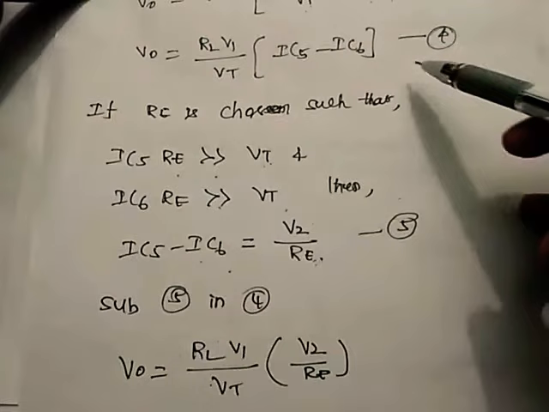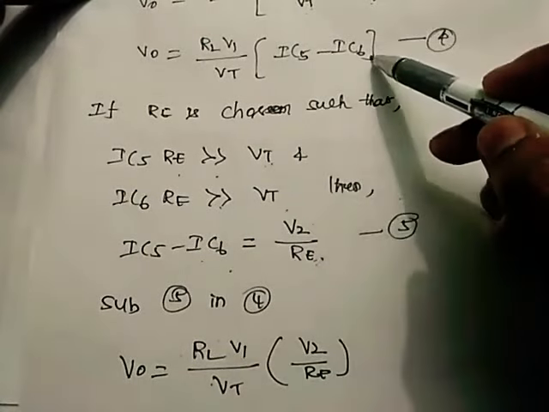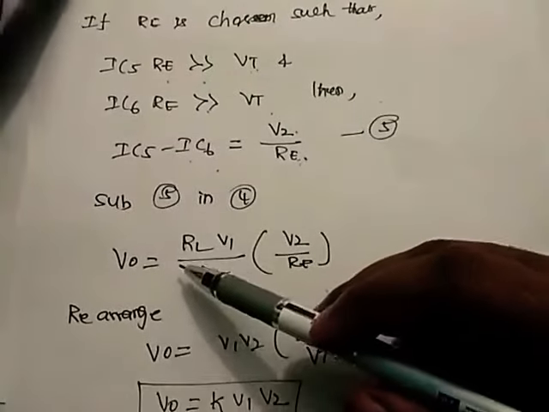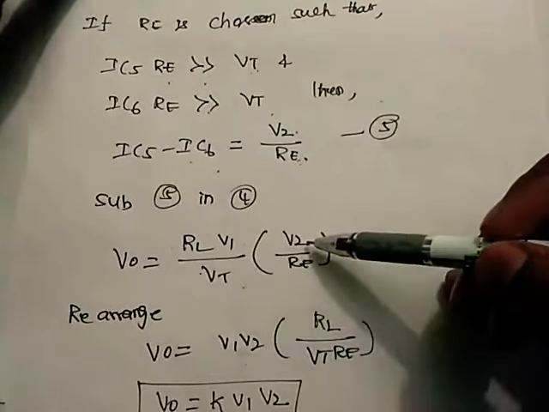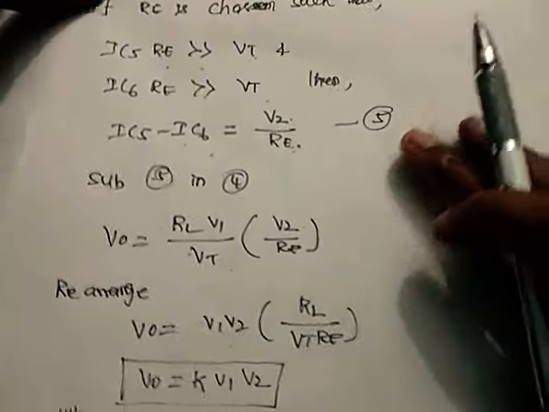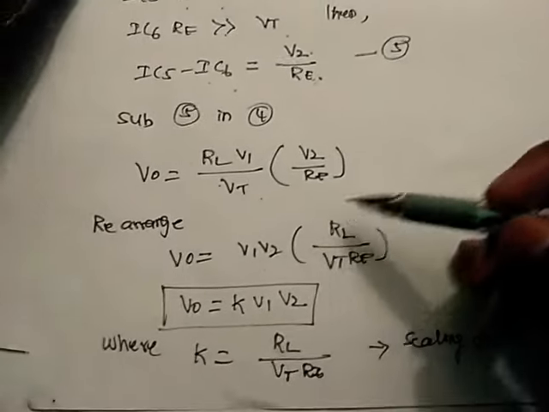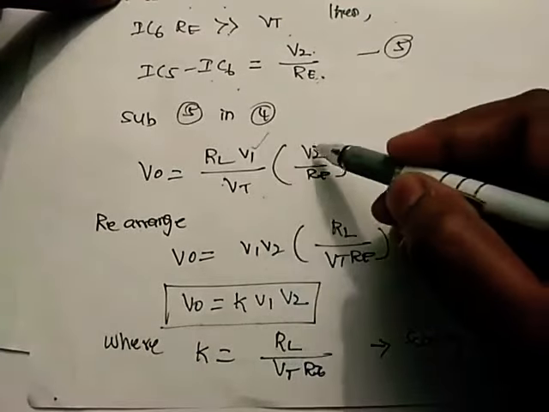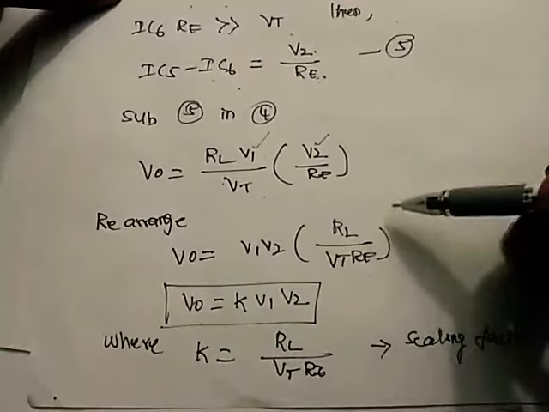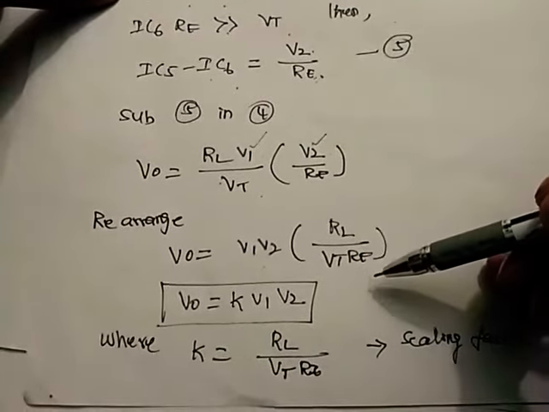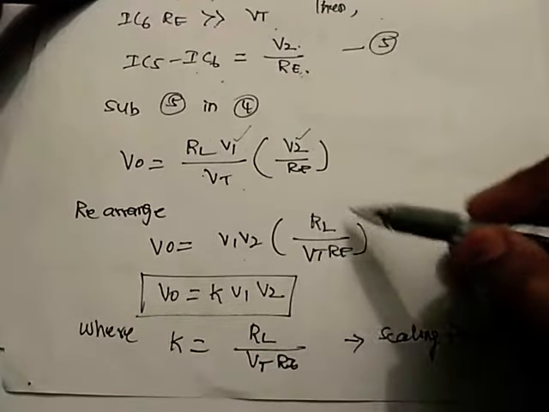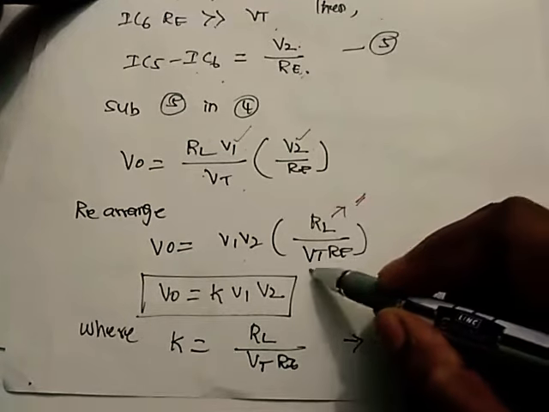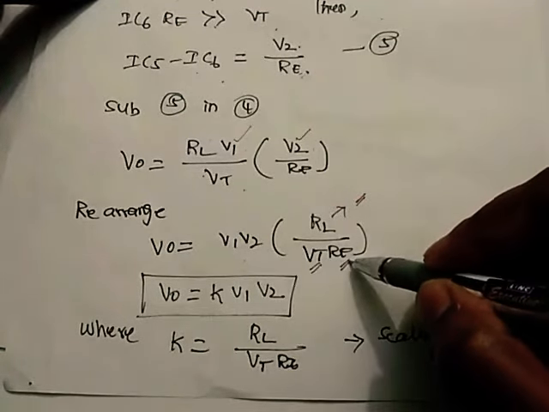Substitute equation 5 in equation number 4. We replace IC5 minus IC6 with V2 divided by RE. So V0 can be written as RL V1 divided by VT into V2 divided by RE. Rearranging this equation, I take only V1 V2, and the remaining values as RL divided by VT into RE. All of these are constant, because RL is a constant value, VT is also constant, and RE is also constant.